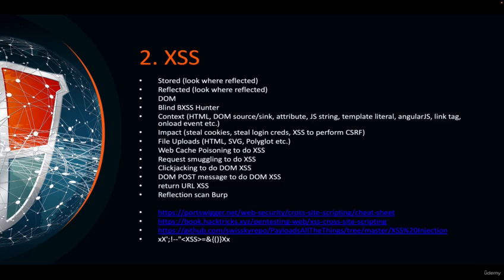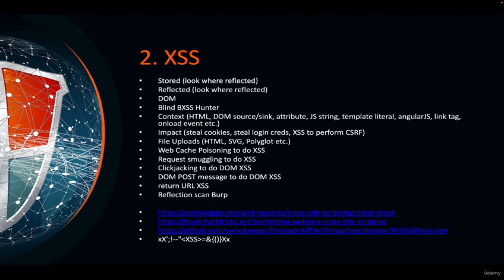Now, cross-site scripting: stored, reflected, DOM, right? In the real world, you would use blind XSS, like XSS Hunter or something like this, not for the exam, obviously. Then always think of context, right? Where it's reflected. Is it reflected in HTML? Is there a DOM source and sink? Is it reflected in an attribute, in a JavaScript string, in a template literal? Is there AngularJS in place? Is it reflected in a link tag, in an event, like think event handlers and stuff? And then what you can do with it, right?